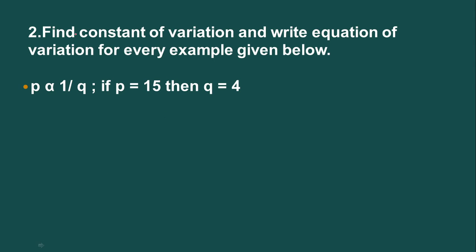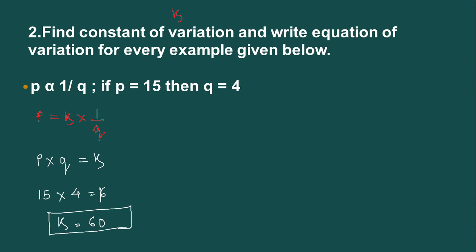Now let's see the second one. You have to find the constant of variation, that is k, and you have to write the equation of variation. Very simple. You have p inversely proportional to q. Take out the equal to sign, insert equal to k into 1 upon q. Now children, already we know how to do this. Here you will get p into q is equals to k. Now what is the value of p? It is 15 into 4 equal to k. So what is the value of k? 60. So one thing you did, you found the value of constant of variation.